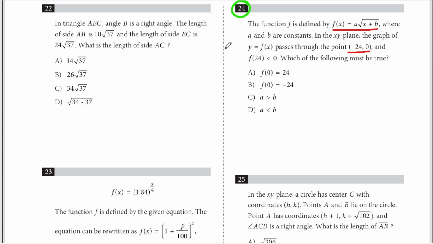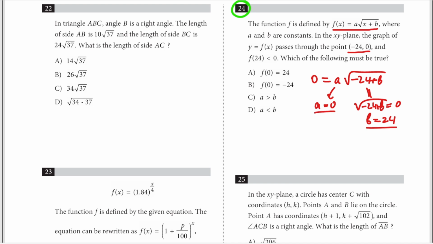So 0 for y, so 0 is equal to a times square root of x, which is negative 24, plus b. Now, the only way this is possible is either a is equal to 0, or this whole bracket is equal to 0. So square root of negative 24 plus b is equal to 0. So hence, b must be equal to positive 24. So either a is equal to 0 or b is equal to 24.